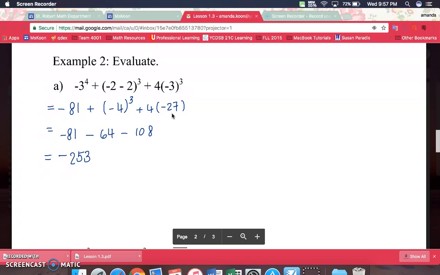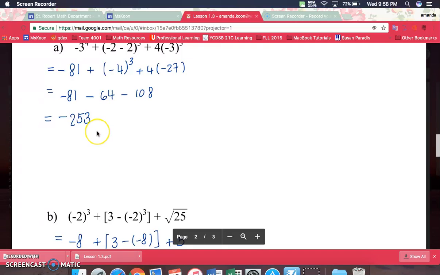Next, we still have some brackets, we still have multiplication, and we still have exponents. So we're not going to touch negative 1 and 81 yet, so let's leave it. Simplify negative 4 to the power of 3. It is negative 64. Well, I have plus negative 64, so this becomes negative 64. And then I have 4 times negative 27. So positive times negative is the negative result of 108. And then negative 81, take away 64, take away 108 will give you negative 253.